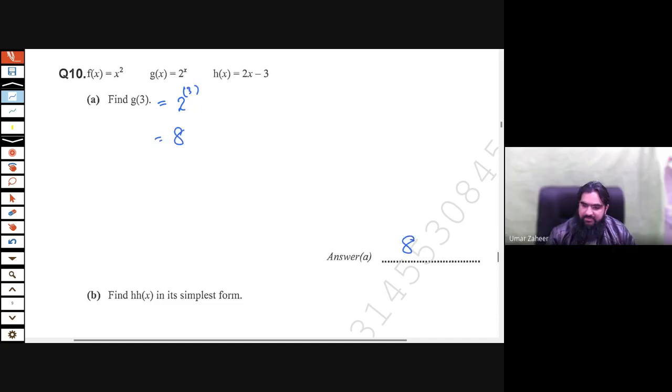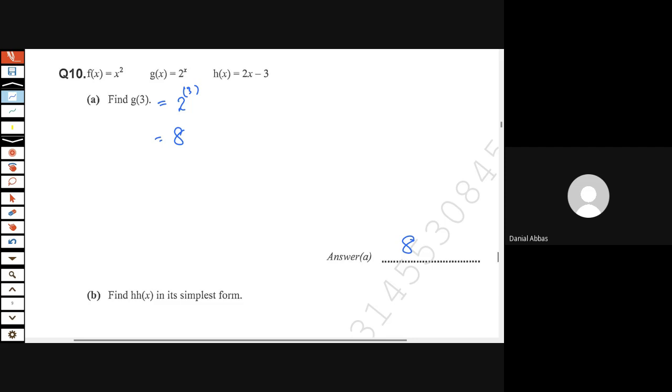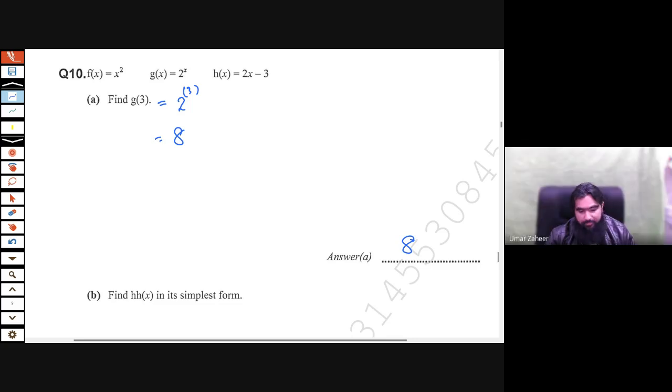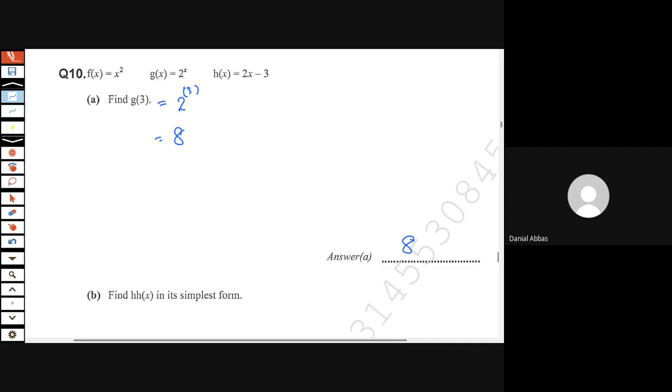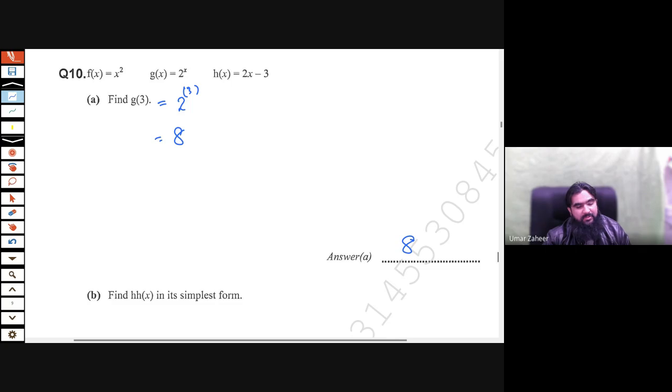Sir, are questions relating to the inverse of functions which have x in the power form included in our syllabus? If they ask us to find g inverse of x, is it possible? No, no. Where you have a variable in the power, it is not going to be set that you have to find an inverse of such functions. Sir, but I saw past papers and my teacher also gave an exam. Just send me a picture. Maybe there is some mistake or something else included.